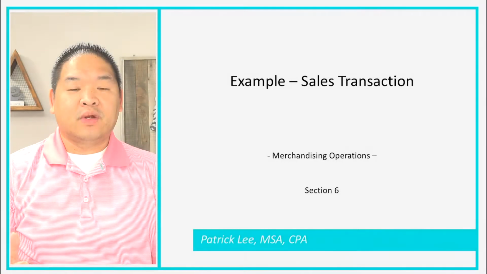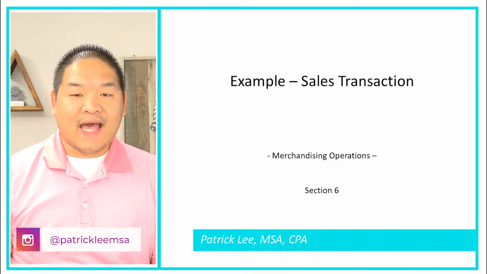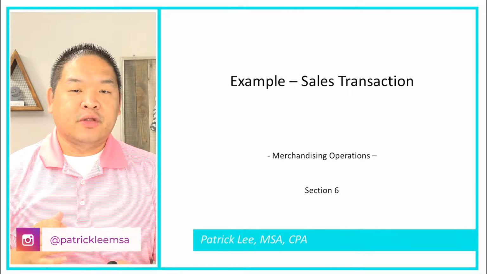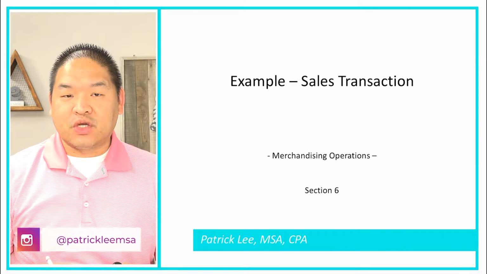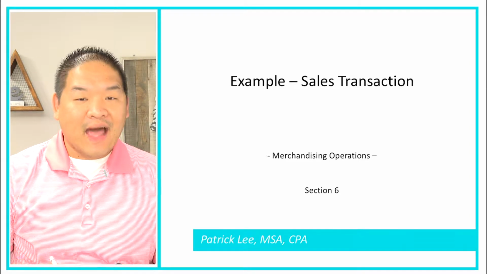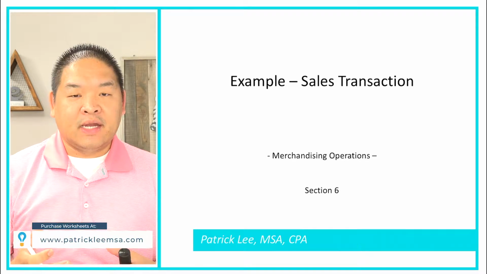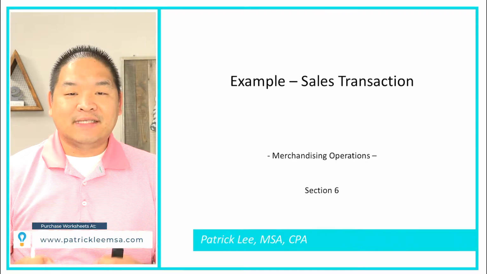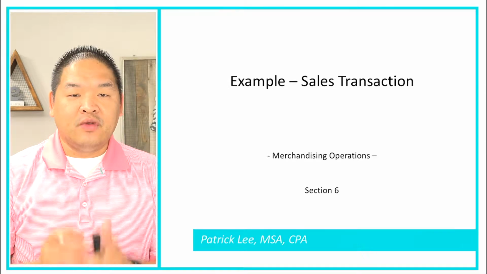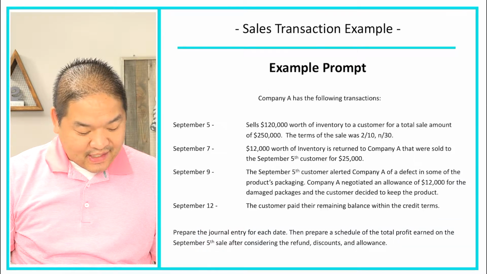All right, in this lesson, we're going to walk you through a sales transaction example. We're actually going to be looking at sales. We're going to look at sales returns, and then we're going to look at sales allowances and how those journal entries are going to look like. And at the very end, we're going to get to the bottom of what our net sales are. So if you are ready, let's take a look at this example.